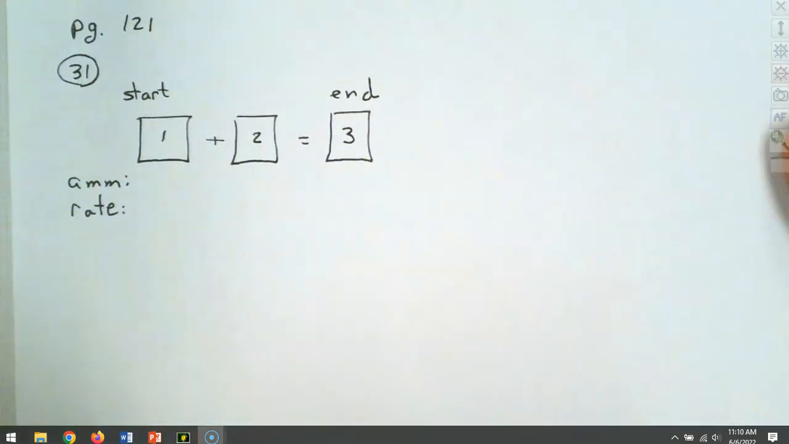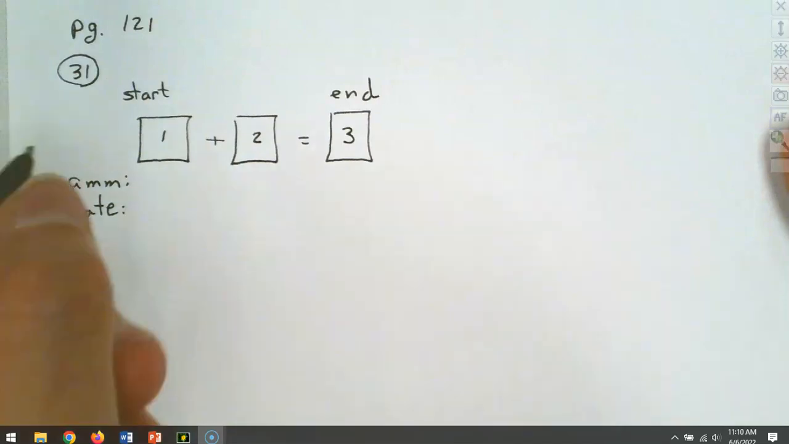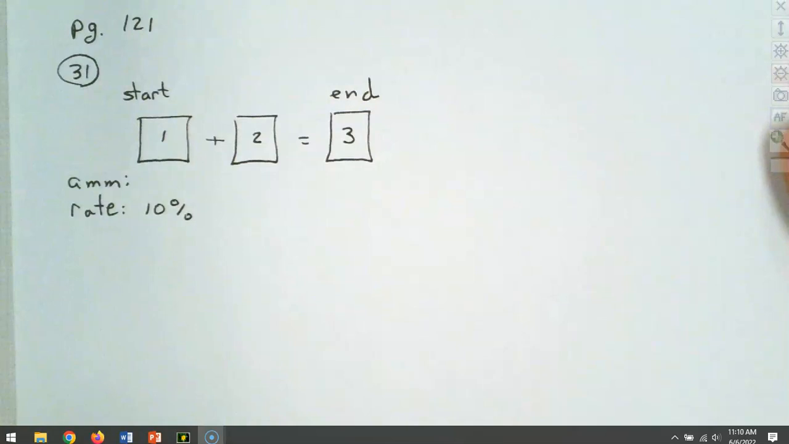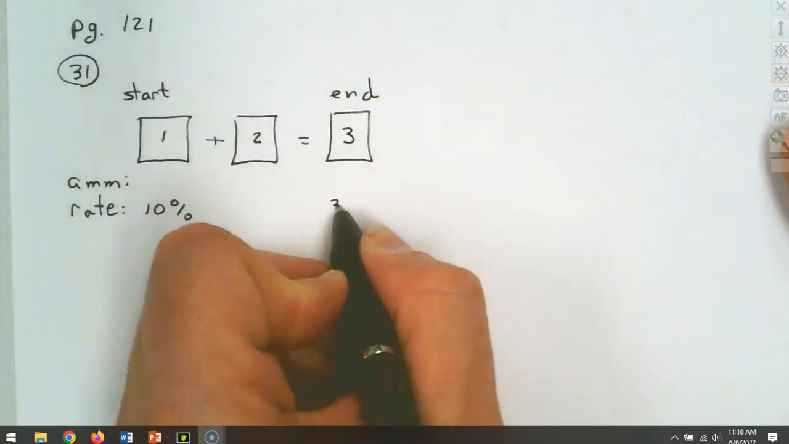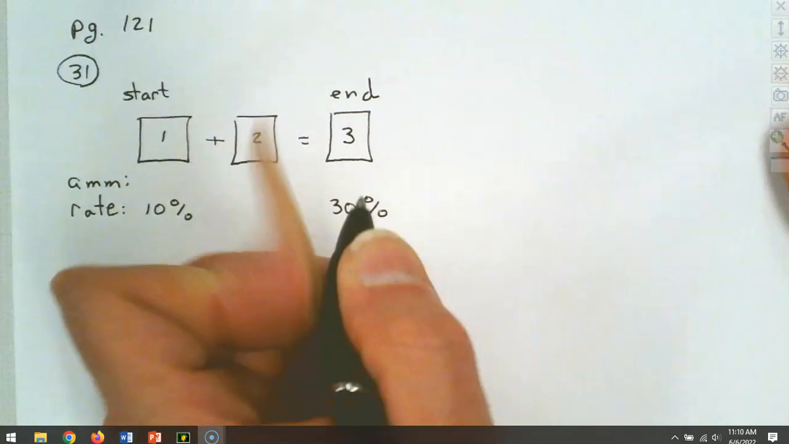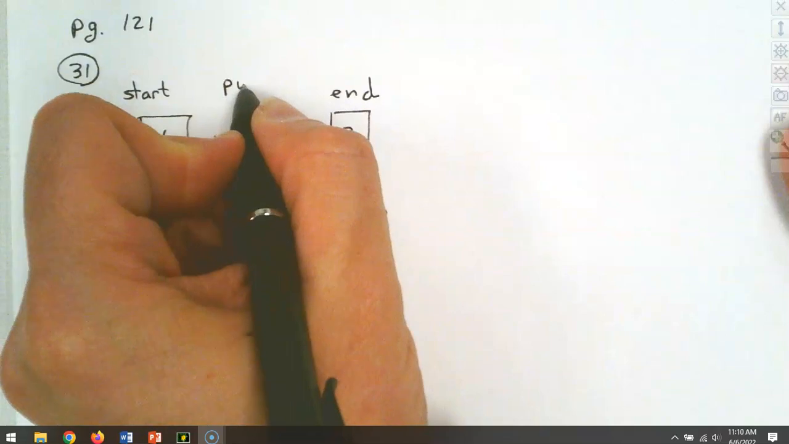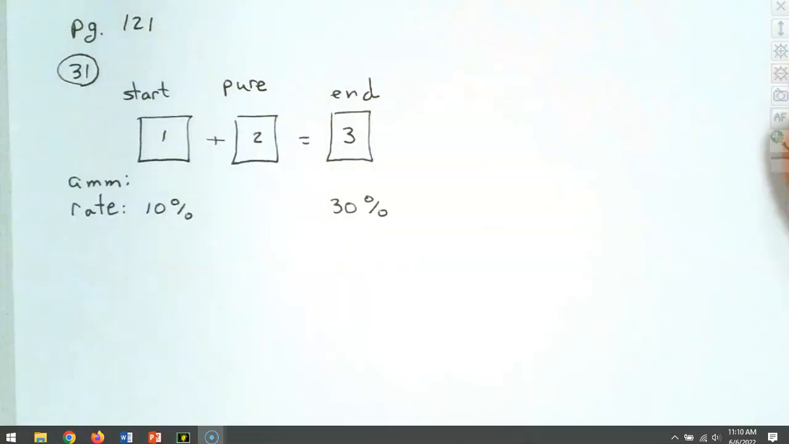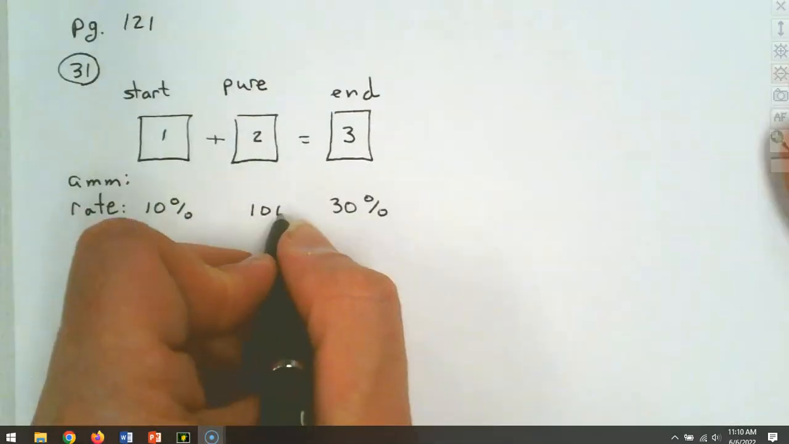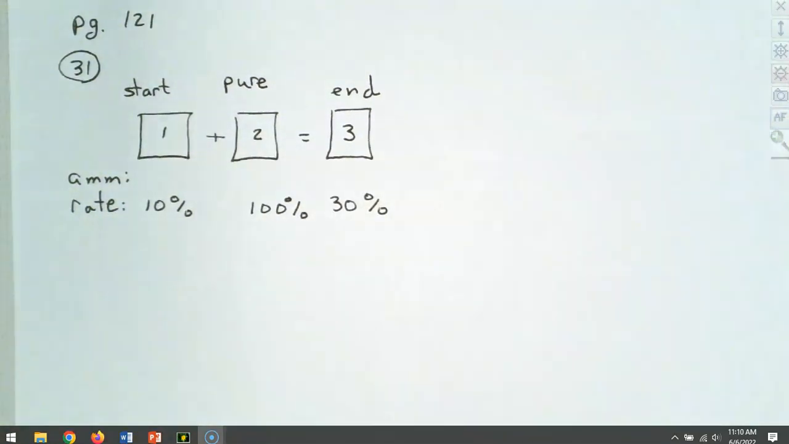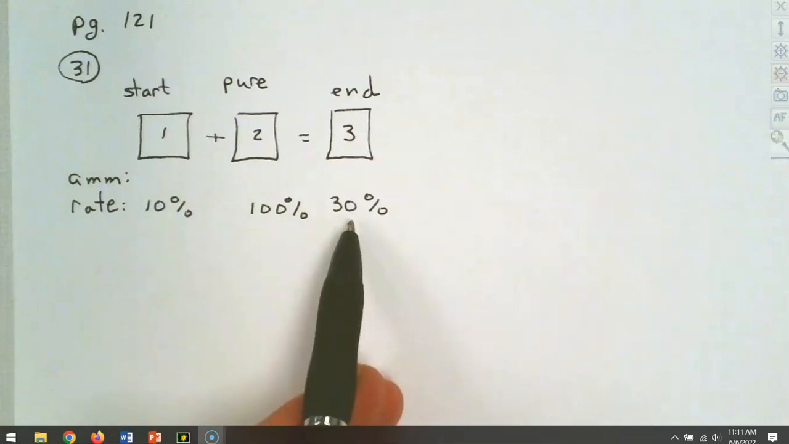So what do I start with here? Well, percentage-wise, we start with a 10% solution. And we want to end up with a 30%. And in the middle, we're going to add in the pure. And we talk about pure. Pure is 100%. So these are our percentages. We did our percentages. We went ahead and labeled. Start with 10%, strengthen it up with pure to get 30%.